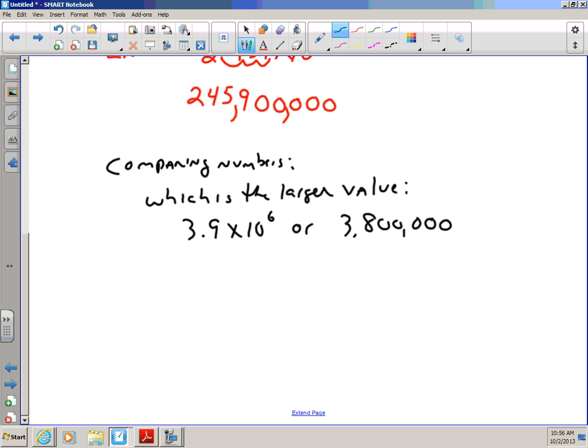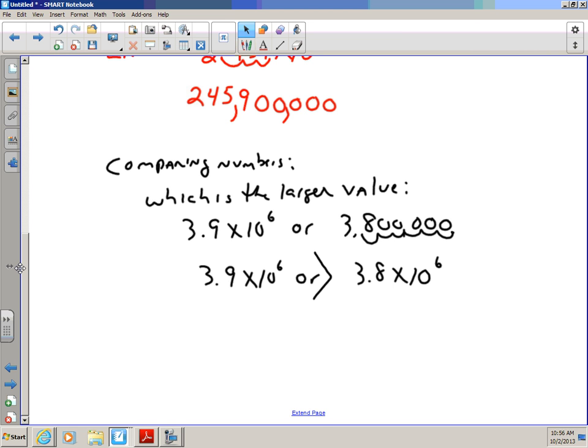I can convert the number in scientific notation to standard form or the number in standard form to scientific notation. I've usually found it easier to go into scientific notation. That's a little bit of a personal preference. So to convert this, it's 3.8 times 10 to the 6th. Now, since they both have the same base with exponent, I now have to compare the decimal part. Since 3.9 is greater than 3.8, I know that that's the direction that it goes. Okay?